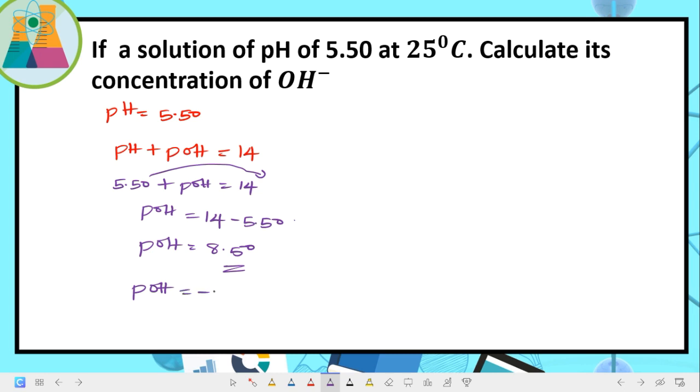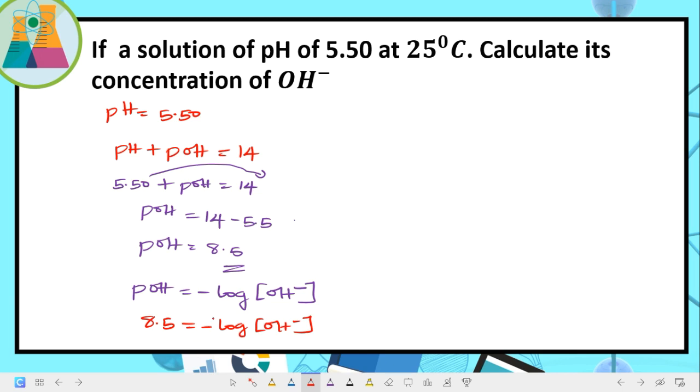Okay, now what is our pOH? pOH is negative log OH minus. So in this case we can now look for our OH minus, substituting in for pOH. pOH is what? 8.50. This is 8.50, not degree, please. 8.5 is equal to minus log OH minus.